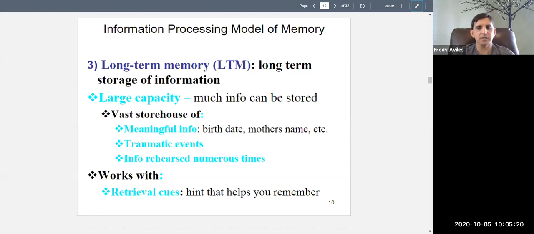Twice a year, sometimes multiple times. I have two Psych 101s, right? Yeah, stuff rehearsed or that you've done over and over again.